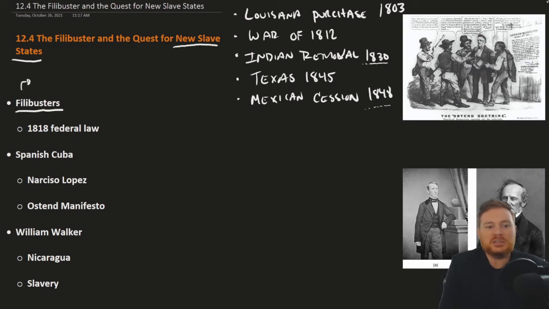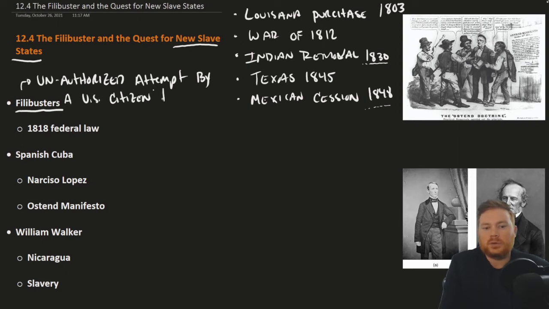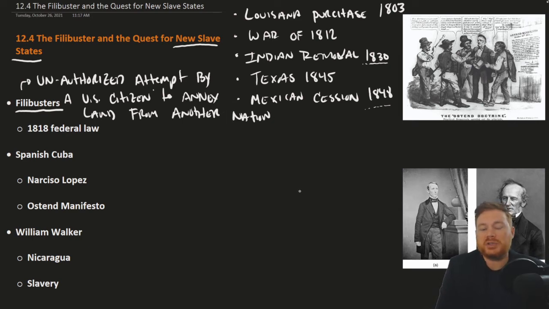A filibuster is an unauthorized attempt by a U.S. citizen to, we'll just say, annex. Annex means add land from another nation, right? So these are individuals who maybe get a following of 100, 200, 300 people, go and invade some foreign country that's very sparsely populated in an effort to try and take it over.